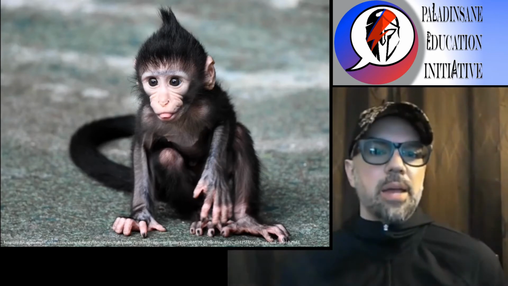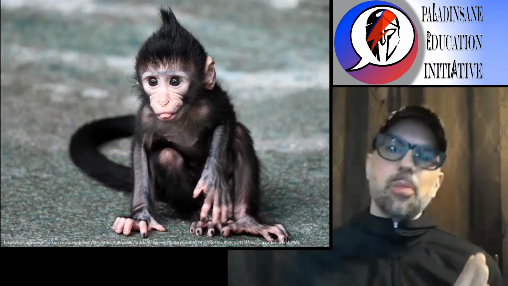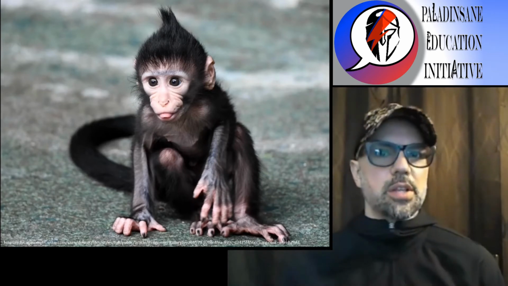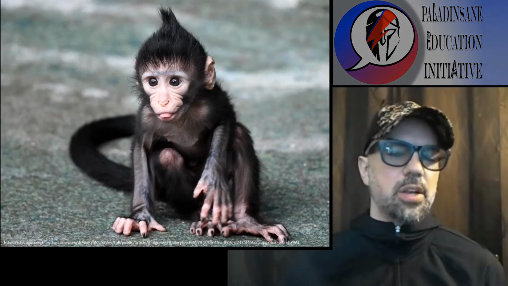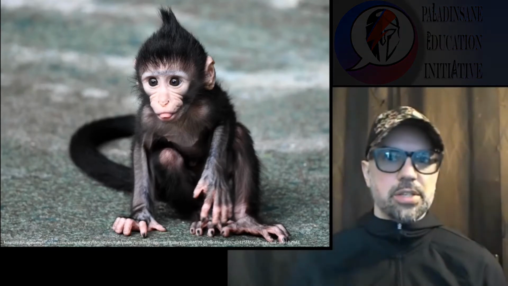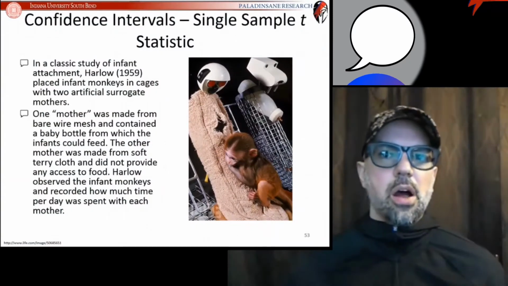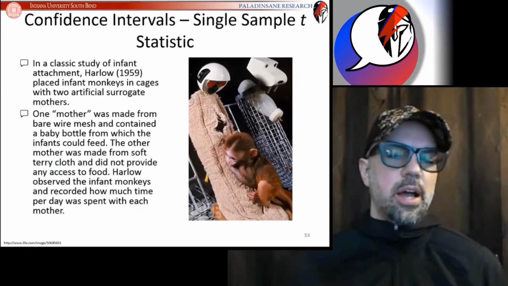How many should they buy so that they can spend as little money as they can, but still make sure that their monkeys are cared for? That's what they need to know. That's a confidence interval question.